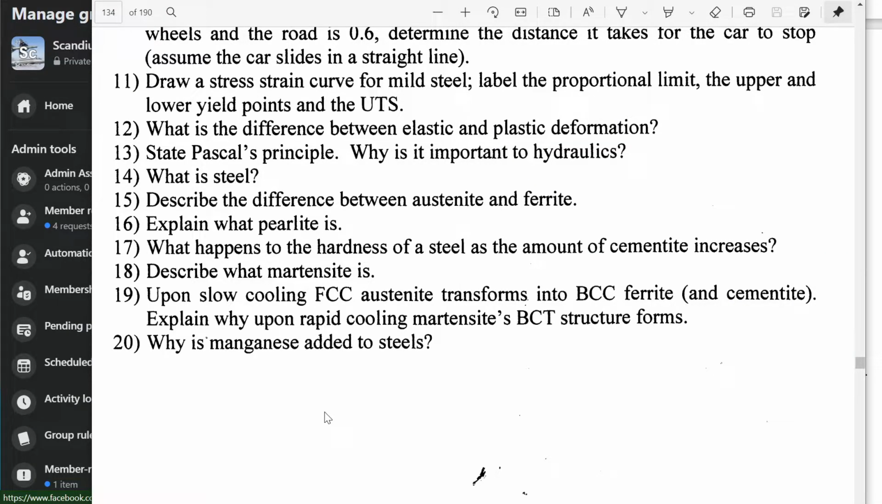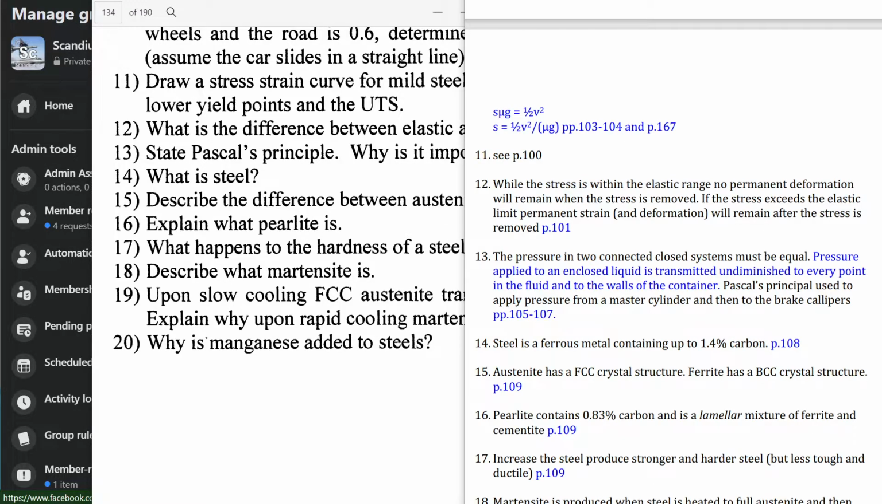Describe the difference between austenite and ferrite. Okay, so austenite, for starters, only exists at high temperatures. Austenite, by definition, can't exist below 723 degrees, and depending on the carbon content, could be a lot higher than that. Austenite is soft and ductile. It's still a solid, but it's soft and ductile, whereas ferrite can exist at room temperature and it can hold a much smaller amount of interstitial carbon. I think it's a pretty good definition. Let's see what they have to say.